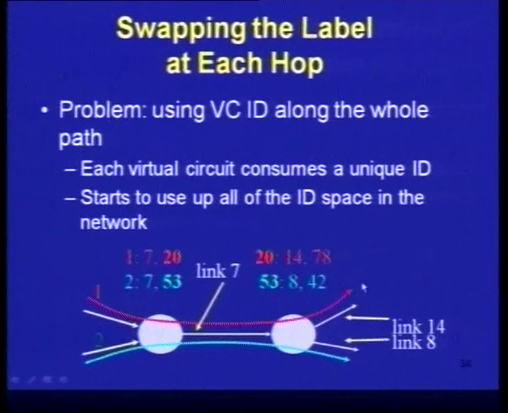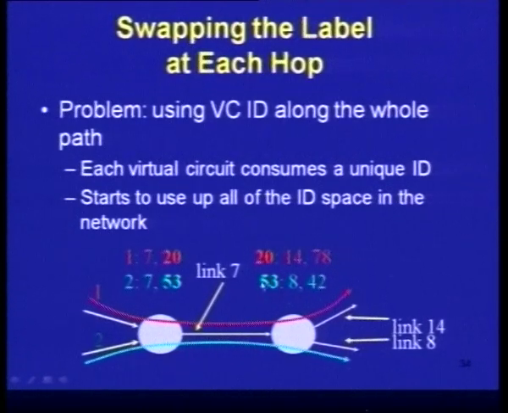So if I have a receiver B here, it actually receives 78 as the virtual circuit ID, but it is the same packet which is coming from the source here with a virtual circuit ID of 1. Similarly, what is coming on 2 is sent out on link 7, but with a virtual circuit ID of 53, and what is received as 53 here is sent out on 8.